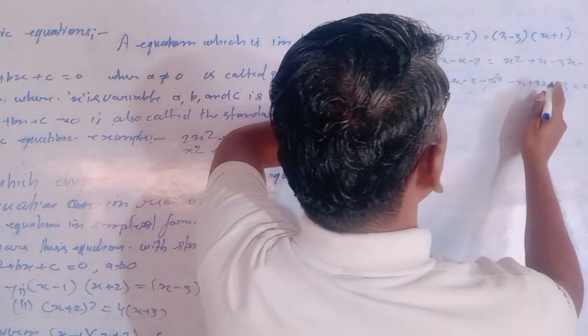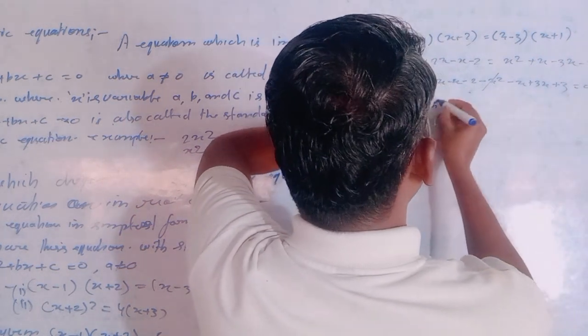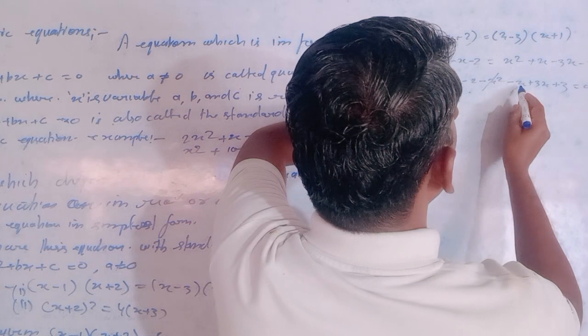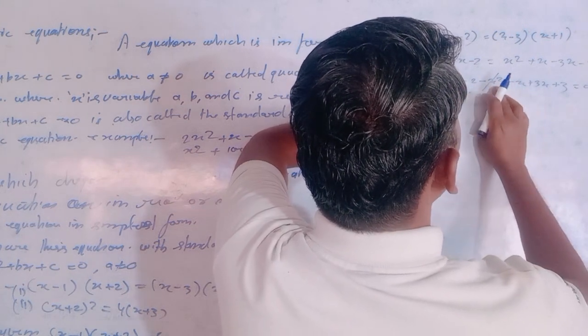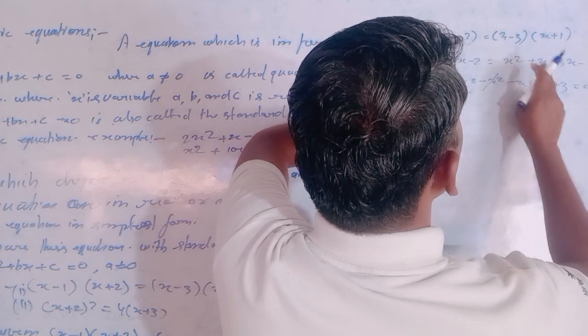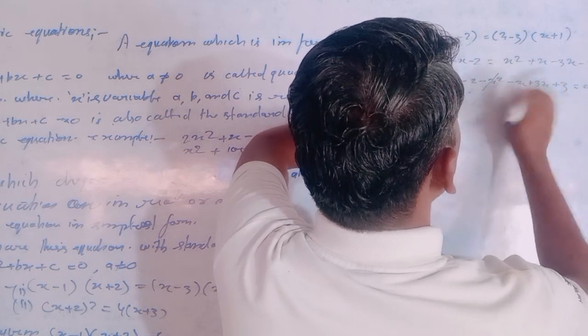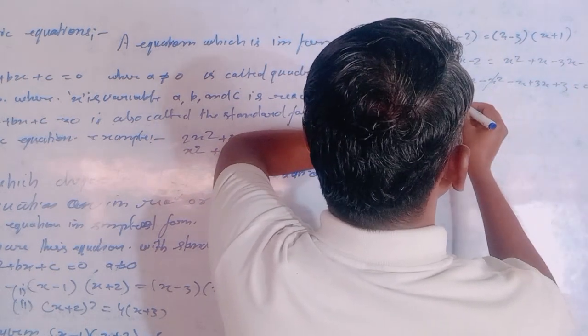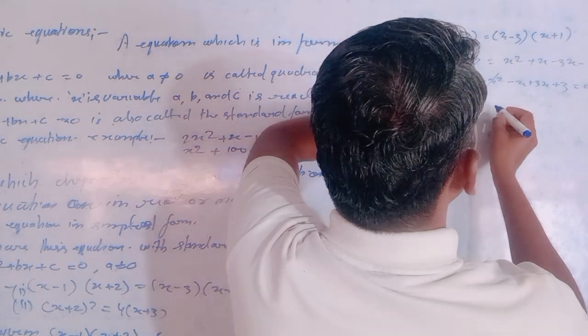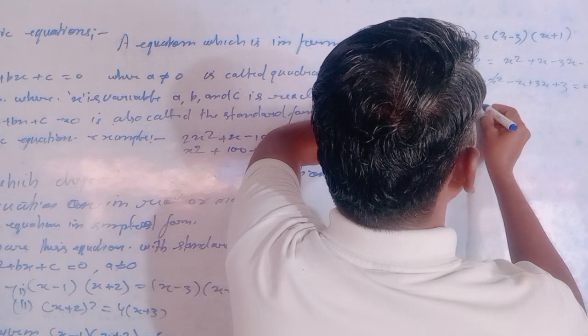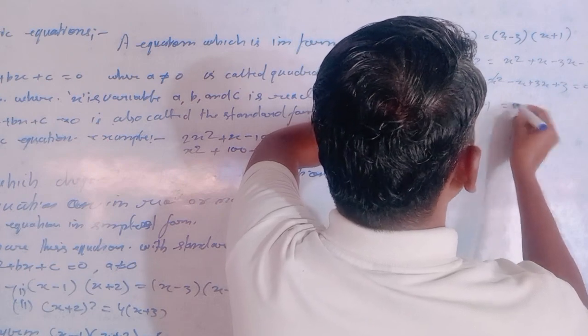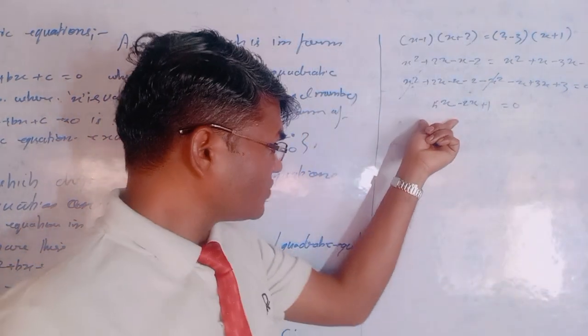2x and 3x give 5x. Minus x and minus x also give minus 2x. So the x terms combine, and minus 2 plus 3 becomes plus 1. It becomes 5x plus 1 is equal to 0. Now we have found the equation.